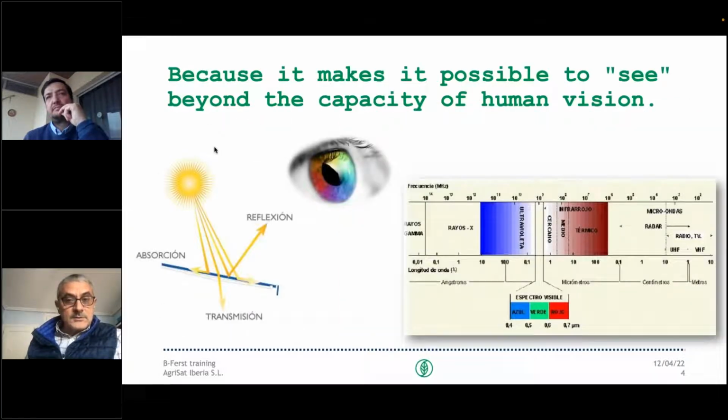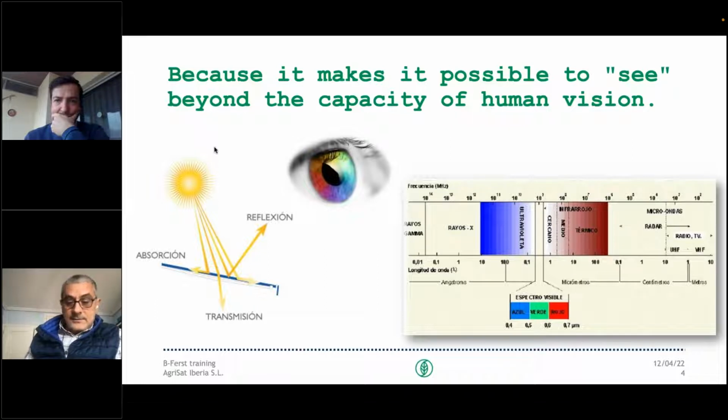The second reason, and this is also very important, is that the cameras, the sensors of remote sensing, use other wavelengths different from human vision, and in this way we have another way to see reality, to perceive the growth in a different manner than in our own vision.